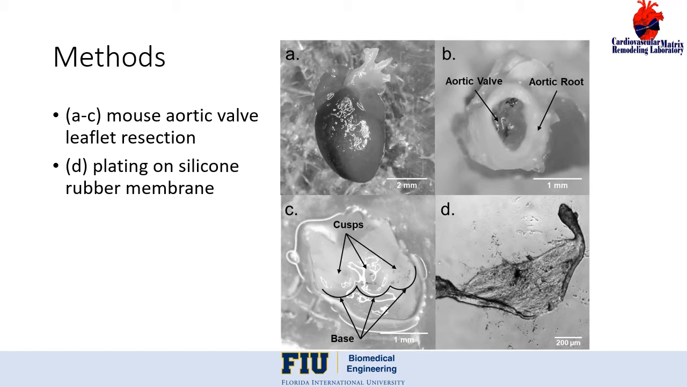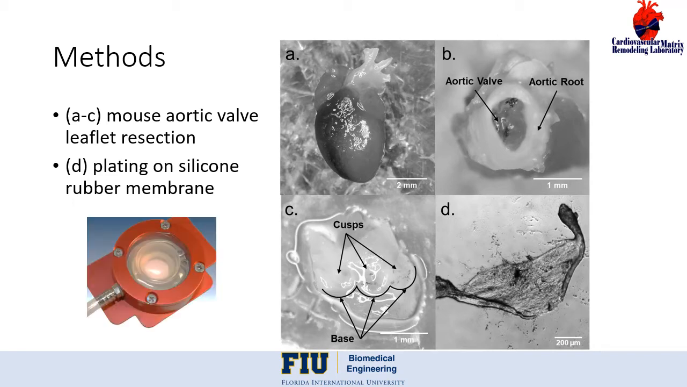We resect the microscopic leaflets and carefully adhere them to a dopamine-coated silicone rubber membrane. The membranes are then equiaxially strained by pulling a vacuum over a sensor post. Simultaneous microscopic images at different loading configurations allow us to track displacement on the tissue surface.